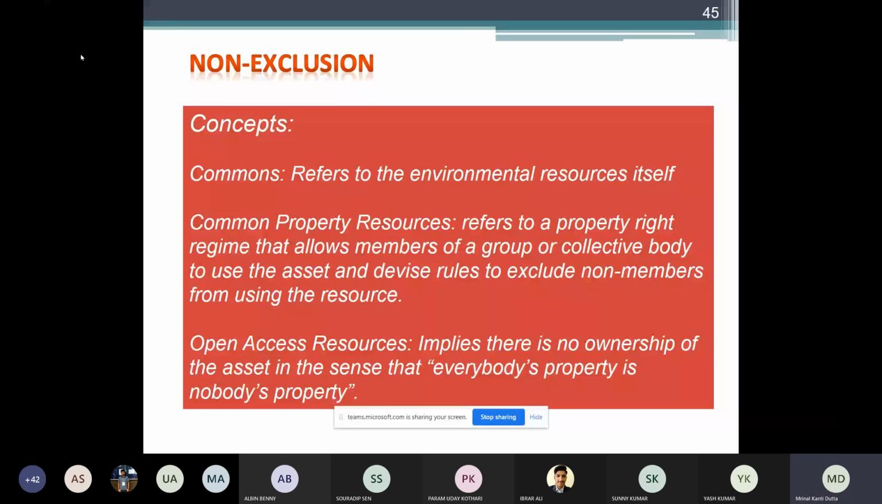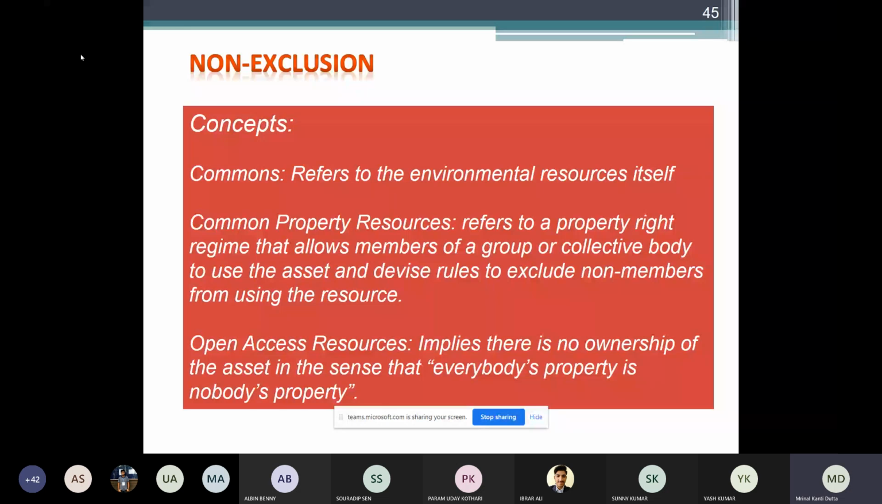Forest fringe dwellers, they collect a number of things from the forest for their own survival, because these are normally very poor people. So they get a large chunk of their required goods and services from the forest. So if they are made part of the management system, then probably they will know it better, and they will be in a better position to find out ways of conserving the resource. So that was the idea. That is how the joint forest management concept came into being in India.